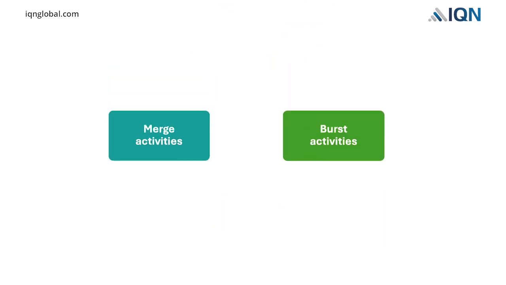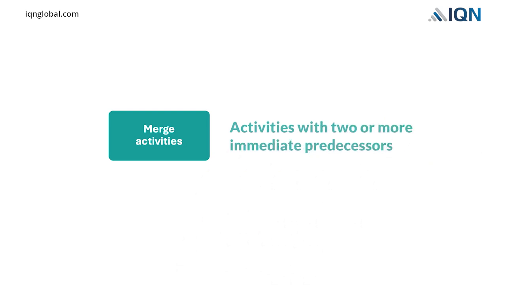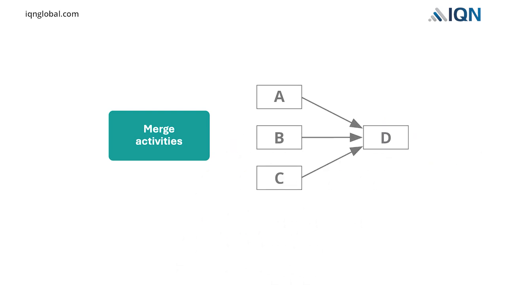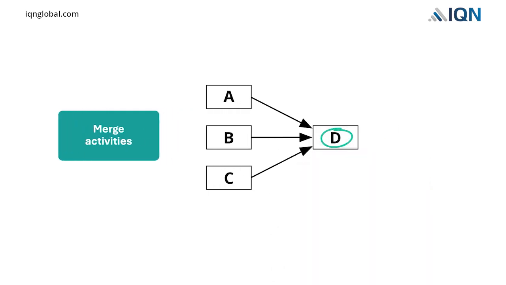The next concepts, merge activities and burst activities. Merge activities are those activities with two or more immediate predecessors. The figure illustrates a partial network diagram that shows how merge activities are expressed graphically. The logic of this merge activity tells us that we cannot begin activity D until all predecessor activities, A, B, and C, have been completed.